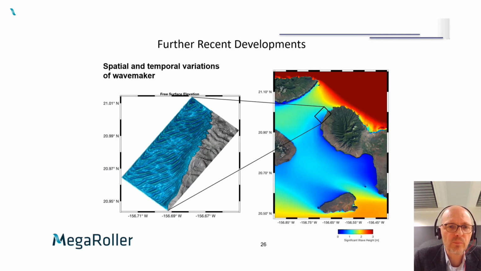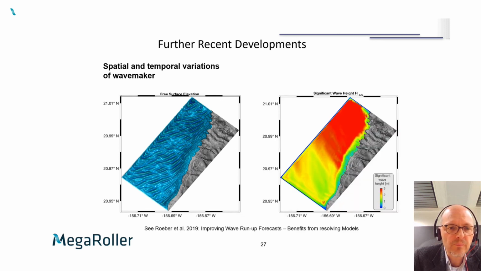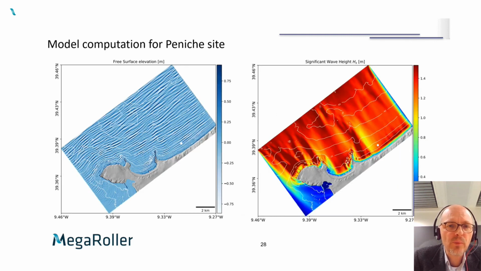There are some more pictures here of different locales where the mega roller could be deployed. You see here areas of very high significant wave height. We've also made a study of the Peniche site. This is a location where the wave roller is already deployed, and the white dot in the two panels indicates its location. It's actually not the mega roller, it's the wave roller, which has already been deployed.